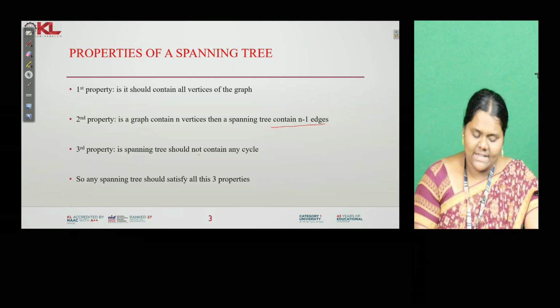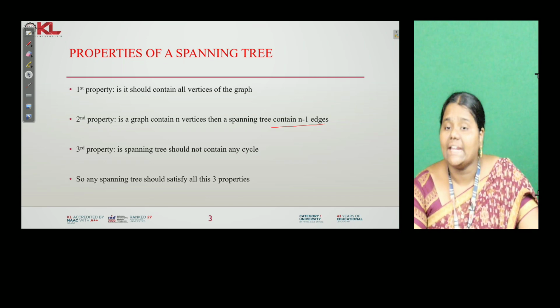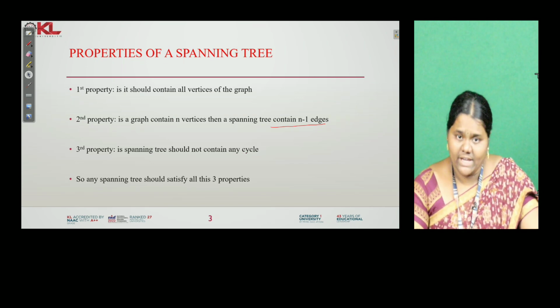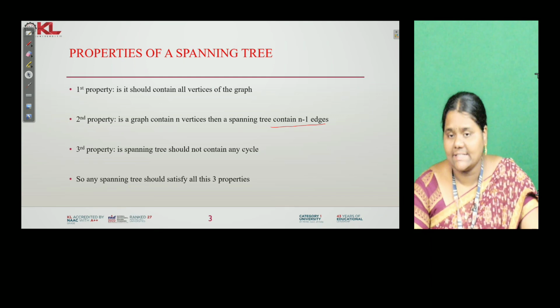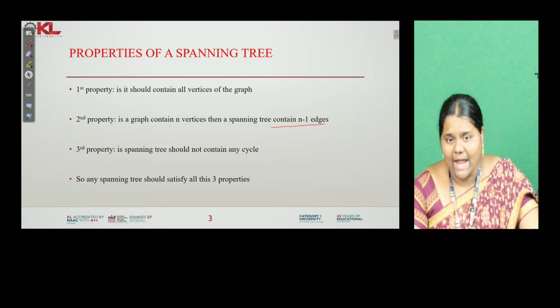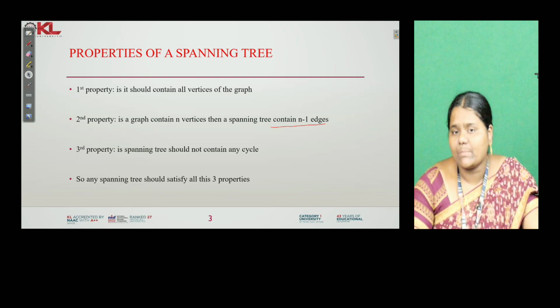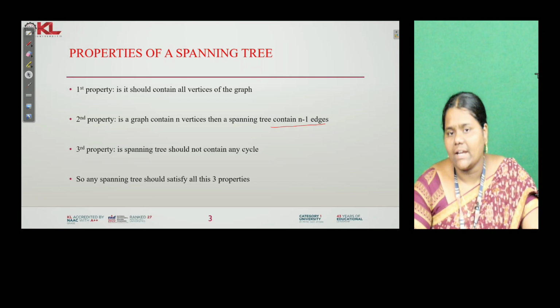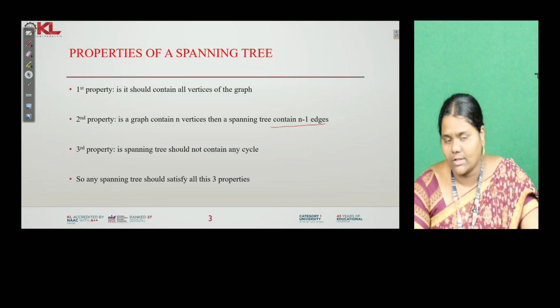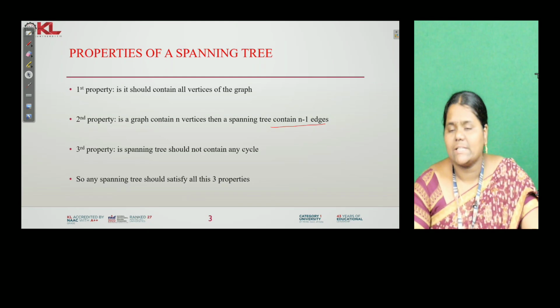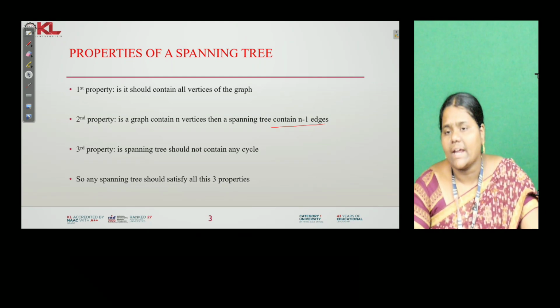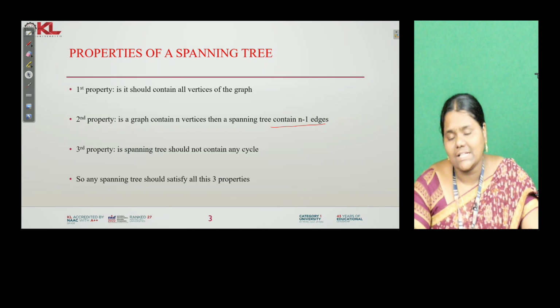The third property is that a spanning tree should not contain any cycle. We have to check whether the spanning tree contains any cycles or not. So any spanning tree should satisfy all these 3 properties. First, the spanning tree contains all the vertices of the given graph. Second, a spanning tree contains n minus 1 edges. Third, a tree should not contain any cycles. These are the 3 properties of a spanning tree.